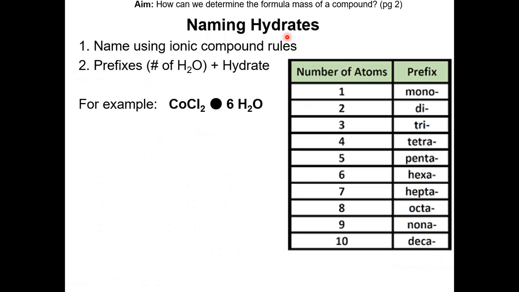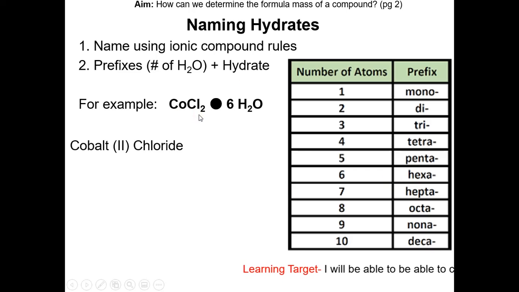For naming hydrates, we're going to use the ionic naming rules. Since these are ionic compounds, there's one additional step. You must add a prefix next to the word hydrate. The prefix is based off the number of water molecules. For example, we see 6 water molecules, so the prefix will be hexahydrate. In this example, we have 6 water molecules, so the prefix for the hydrate will be hexa, and CoCl2 is cobalt 2 chloride. That's based off the ionic naming rules, so the name of this hydrate will be cobalt 2 chloride hexahydrate.